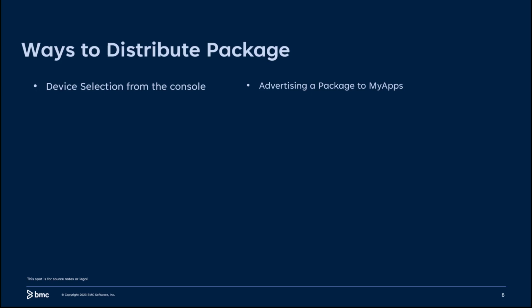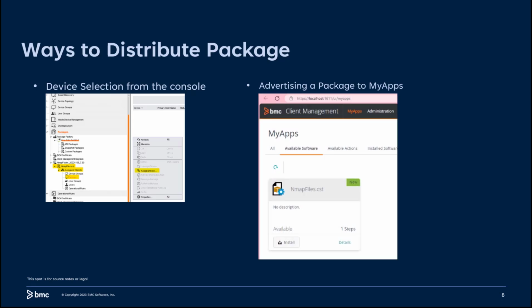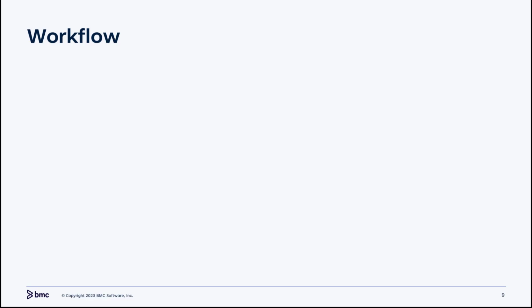Now let's talk about ways to distribute the package. After creating a package, you have two possibilities of distributing it in your network. Either selecting the device and assigning it to the package according to your schedule, or advertising it to devices. By advertising a package in My Apps, you do not force its execution. Instead, the package is added to My Apps in the agent interface. The user of the device is informed that a new package is available, and it's the user's choice if and when to execute it.